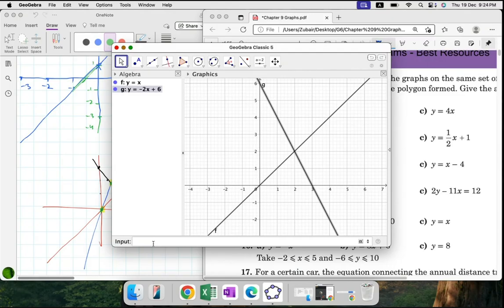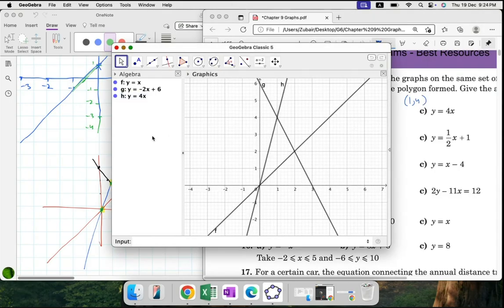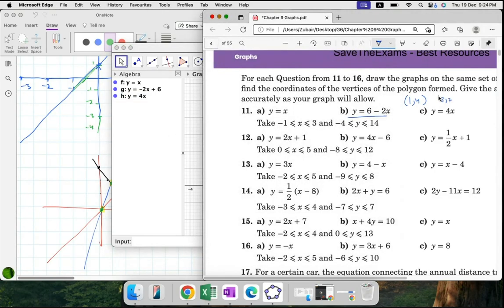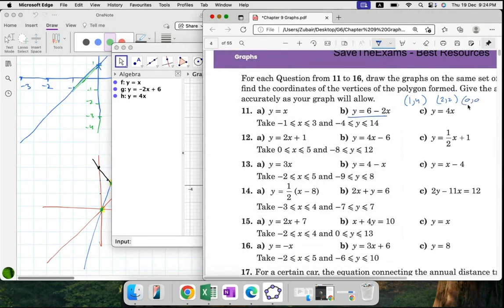And the third one is y equals 4x. So we have these points of intersection: the first one is (1, 4), the second one is (x2, y2), and the third one is (0, 0).